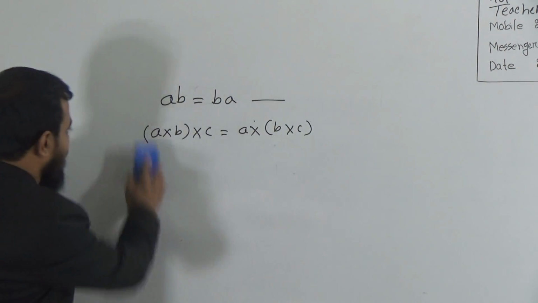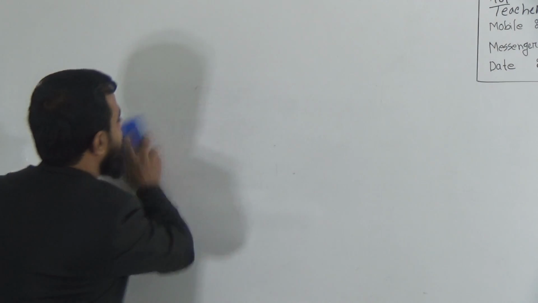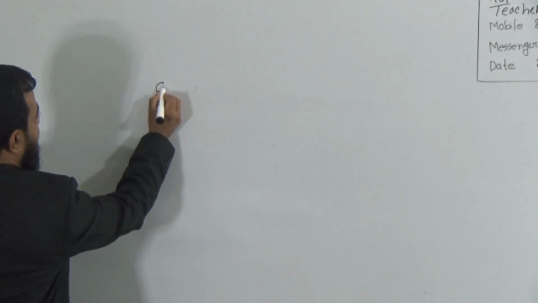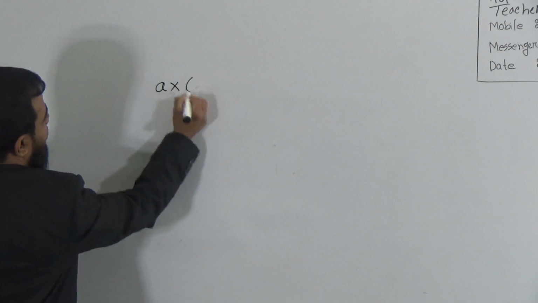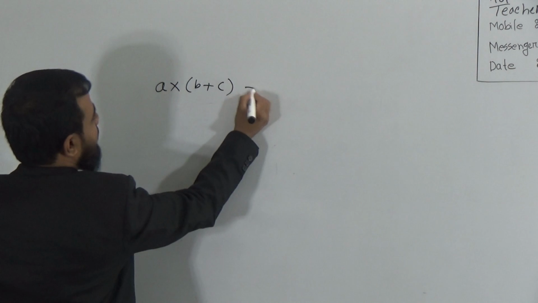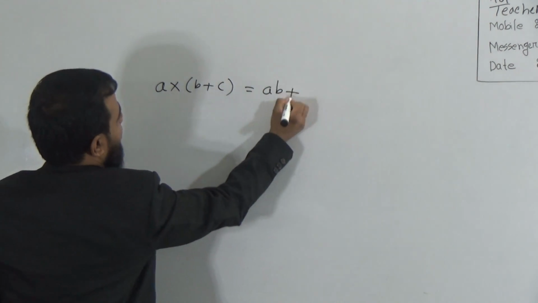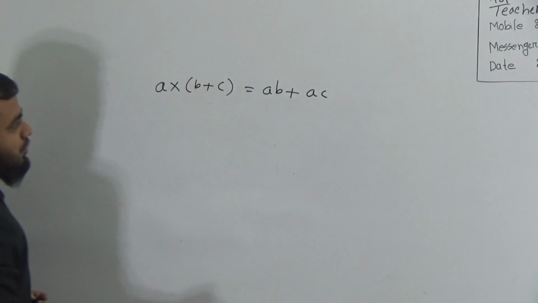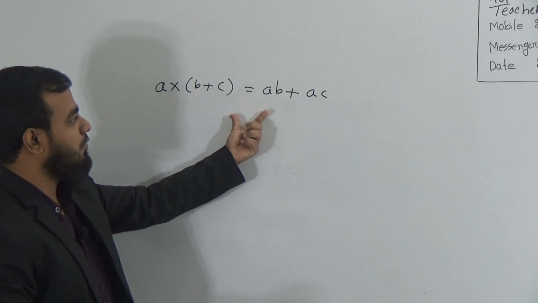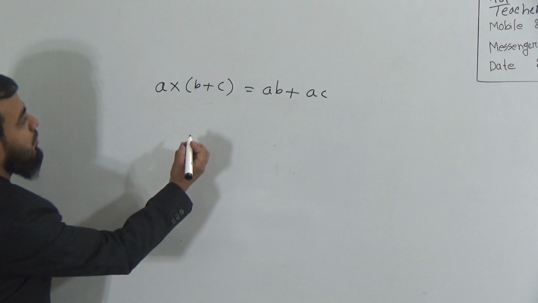Now I am going to discuss the distributive law. Okay, what is the distributive law? Suppose we have A multiplied with B plus C. This is equal to AB plus AC. This is called the distributive law. With an example I am going to discuss it.